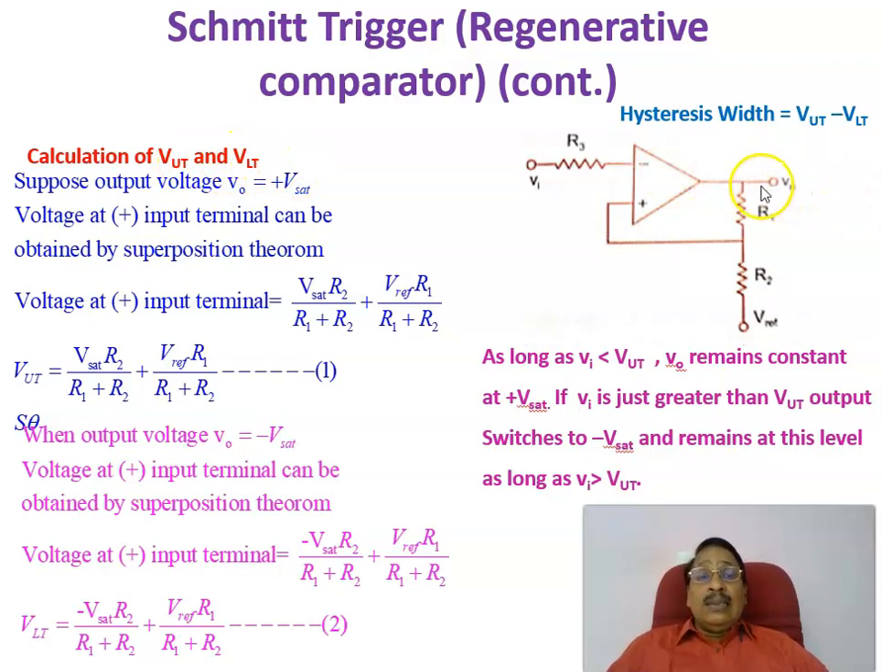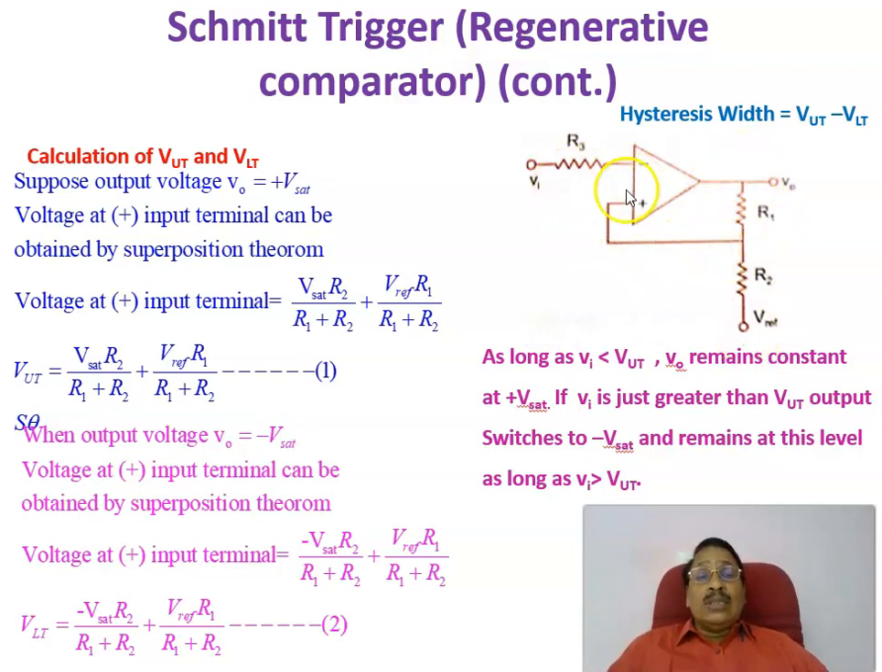First, assume that the output voltage can be either plus Vsat or minus Vsat. First, I am assuming that the output voltage equals plus Vsat. If the output is plus Vsat, now what is the voltage coming at this point? Because here you are applying a reference voltage, there are two inputs: one equal to plus Vsat, and here it is equal to the reference voltage.